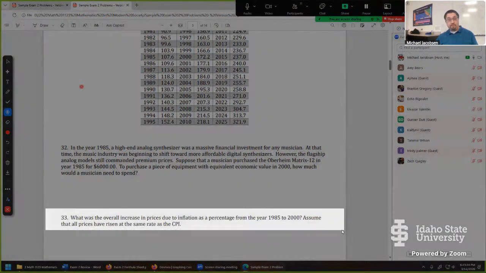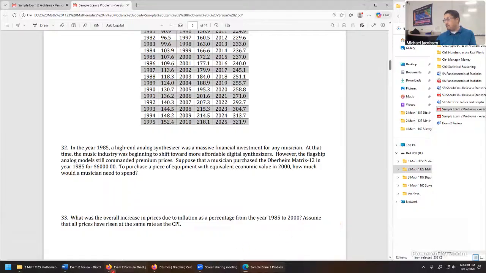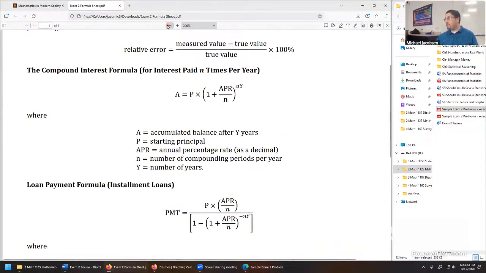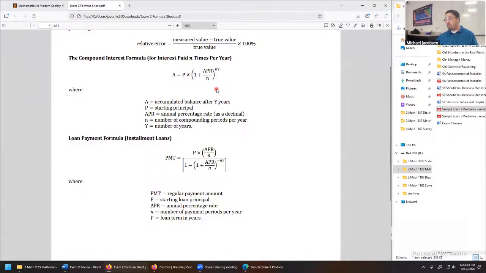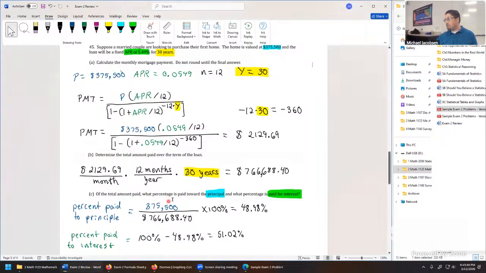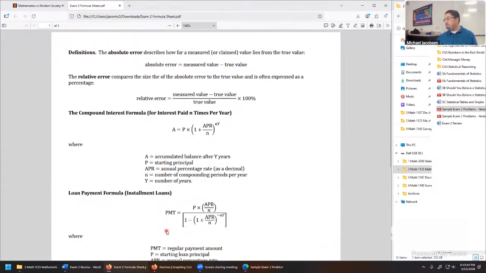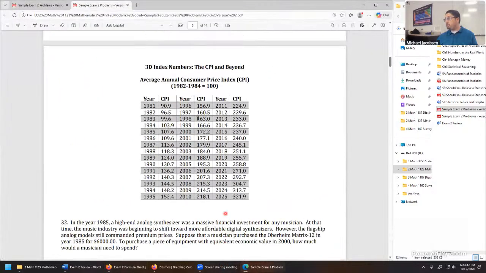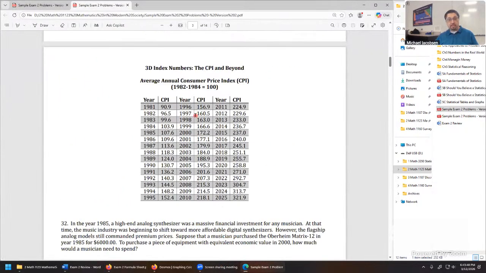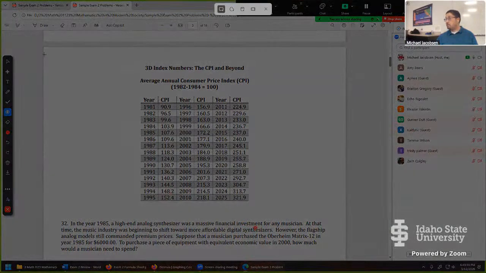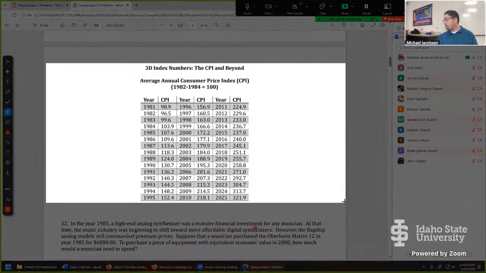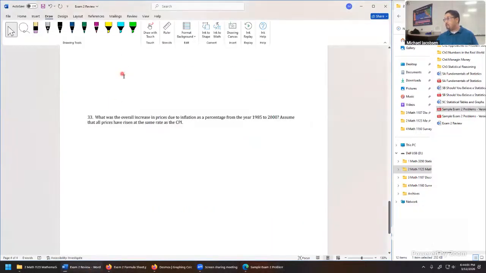This one involves a formula, and that formula is not provided on the exam 2 formula sheet. This was mainly just absolute relative error and a couple financial formulas. So as we go to take a look at this one, one thing I'm going to print on the exam for these questions is the CPI table will just be there. So please don't feel like you have to copy any of this down on your notes for the exam. Let's throw that into the problem as well.